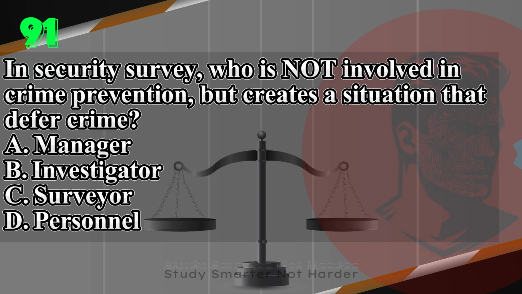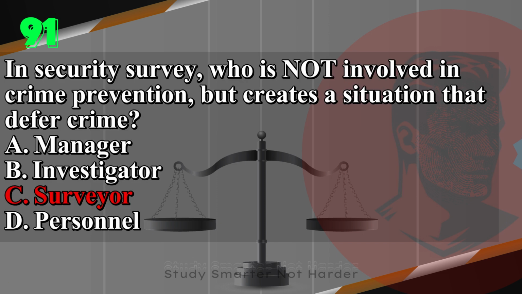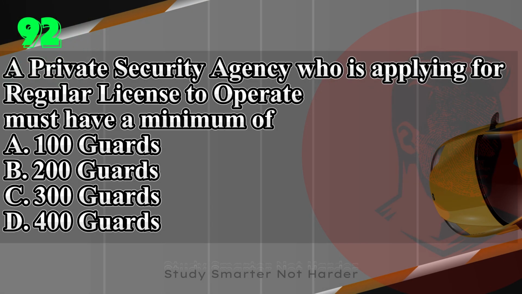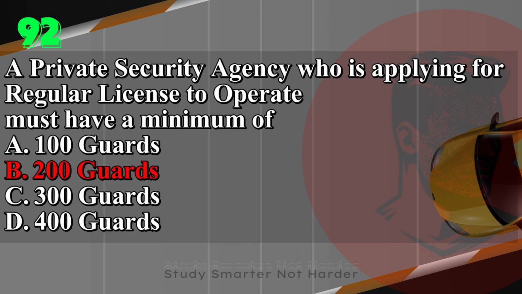91. In security survey, who is not involved in crime prevention, but creates a situation that defers crime? A. Manager. B. Investigator. C. Surveyor. D. Personnel. C. Surveyor. 92. A private security agency who is applying for regular license to operate must have a minimum of A. 100 guards. B. 200 guards. C. 300 guards. D. 400 guards. B. 200 guards.